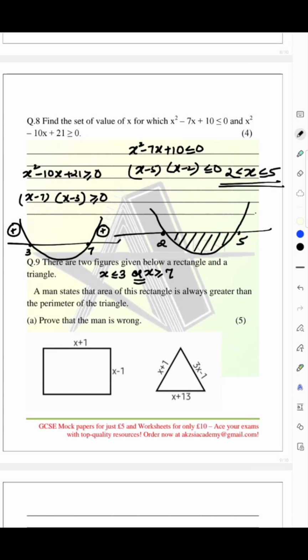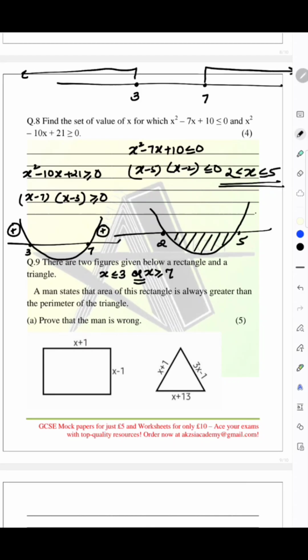Now we have three different inequalities. If I plot them on a number line, I'll get to know that x can take all the values less than or equal to 3. Then there is 7, x can take all the values greater than or equal to 7. And the third one is x lying in between 2 and 5. So I can clearly see the overlapping area is this one. That means x is less than or equal to 3 but greater than or equal to 2.